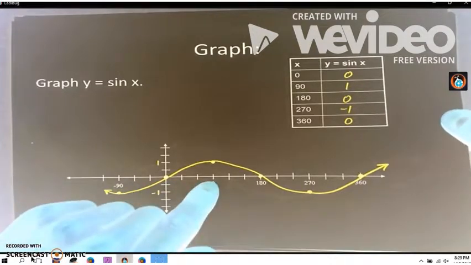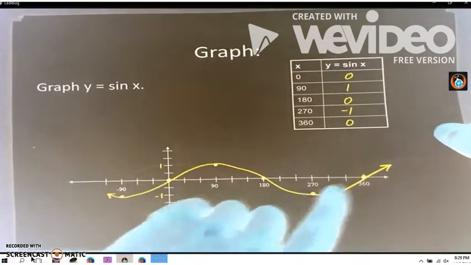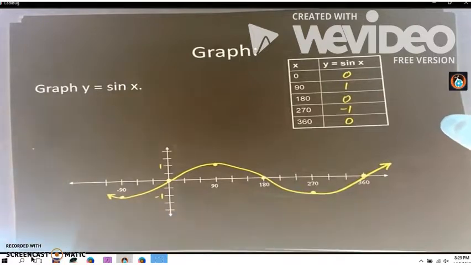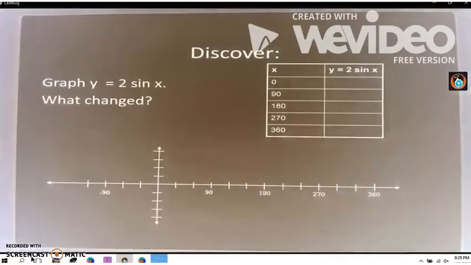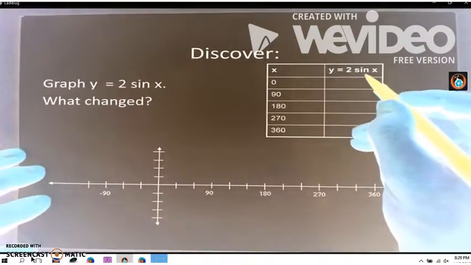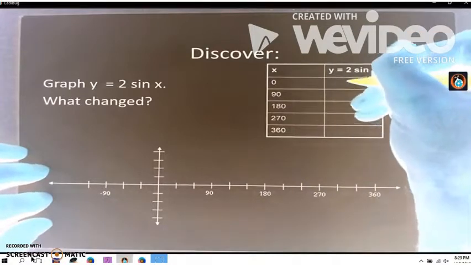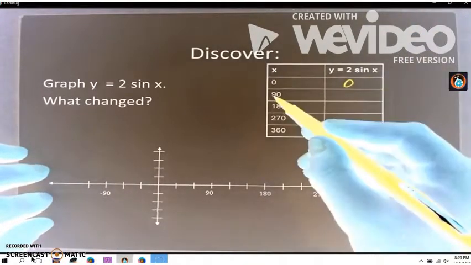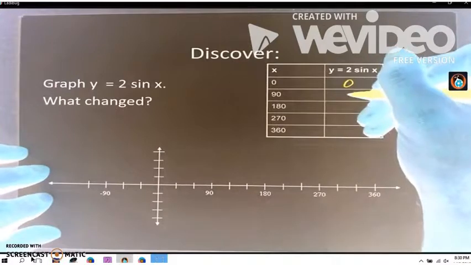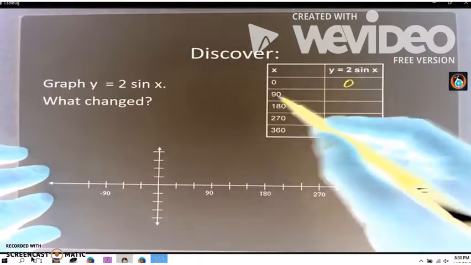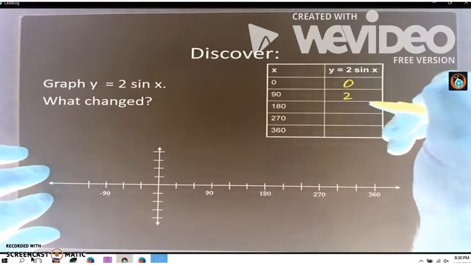0, 0, 90, 1, 180, 0, 270, negative 1, 360, 0, and that would repeat as we go through. What you're going to notice with 2 times sine of x is that essentially all of those y values will just double. So 0 times 2 is still 0, but sine of 90 is 1, and 1 times 2 is 2.